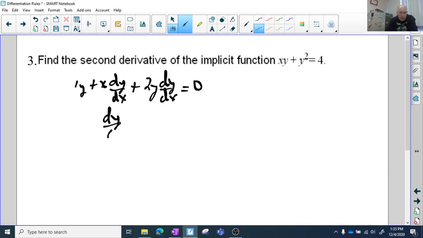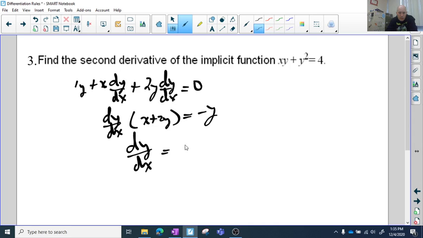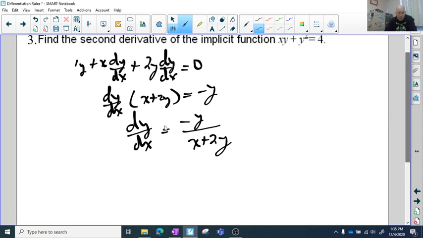If I rearrange this to get dy/dx isolated, it will be (x plus 2y) dy/dx, and this will go to the other side, so negative y, over x plus 2y. Now, that's the first derivative. We need to get the second derivative, so we're going to take the derivative of this. If you have dy/dx, the derivative of dy/dx is d2y over dx2. That's how you do it in Leibniz notation.